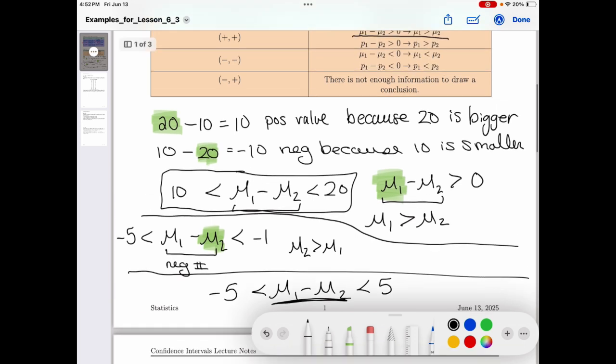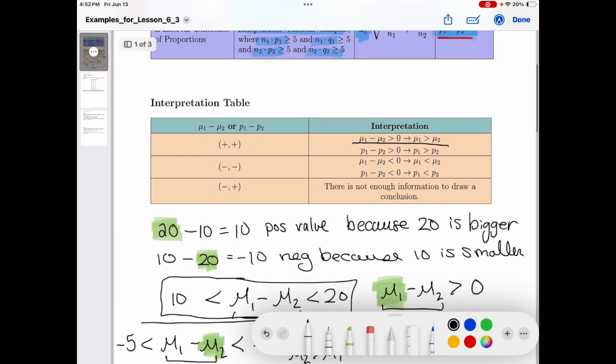So this information that I just went over with you is what's in this chart. It's summed up here. If you take your two population parameters and it falls on an interval where your upper and lower bound are both positive, then that has to mean that mu1 is greater than mu2, or P1 is greater than P2, depending on if you're talking about means or proportions.